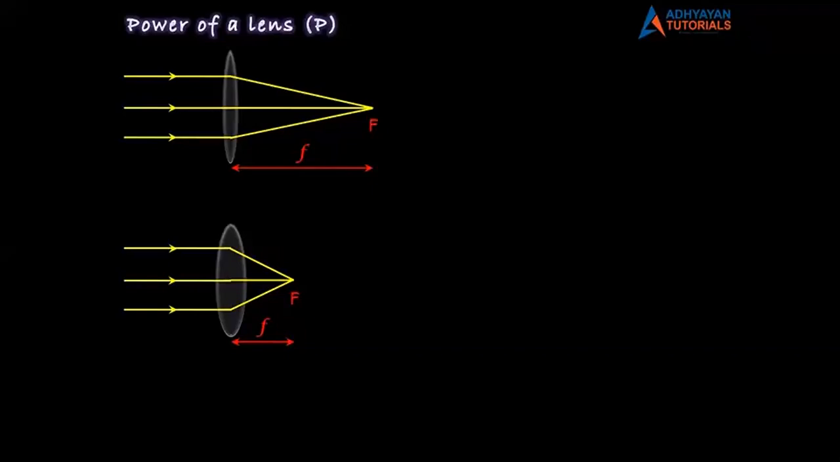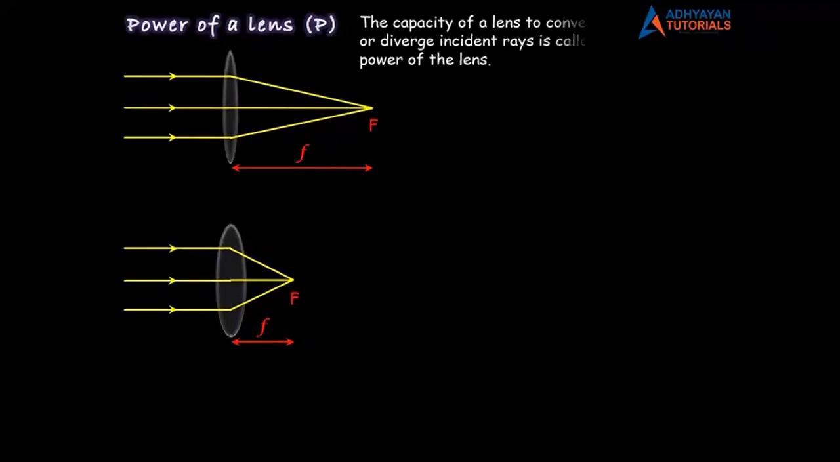Children, convex lens में मैंने बोला capacity to converge. तो concave lens में क्या बोलना चाहिए? Capacity to diverge. And that's how you form the definition. The capacity of a lens to converge or diverge the incident rays is called as power of a lens.